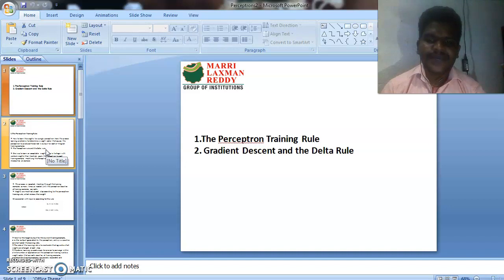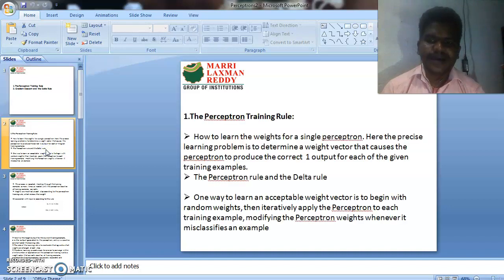First is the Perceptron Training rule: how to learn the weights for a single perceptron. What do we mean by a single perceptron? A single perceptron means the artificial neural network is based on a single unit, and that unit is called a perceptron. Here the precise learning problem is to determine a weight vector that causes the perceptron to produce the correct output for each of the given training examples.